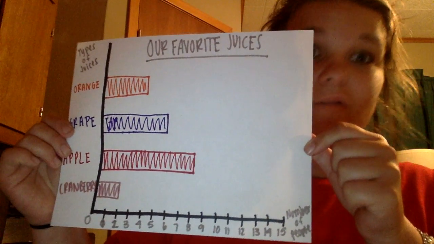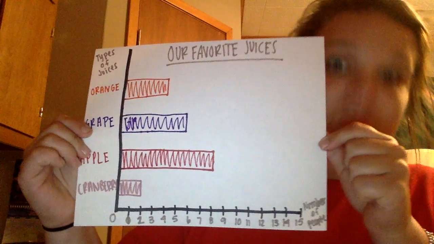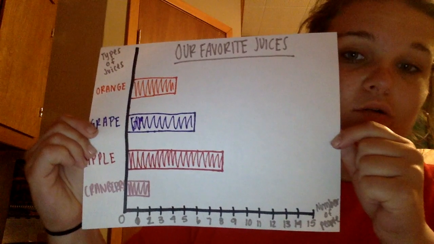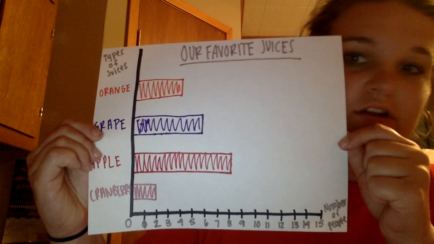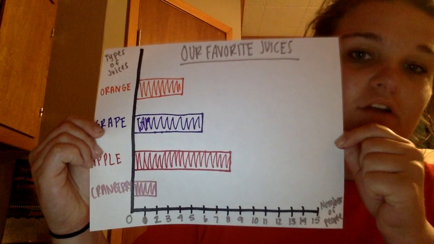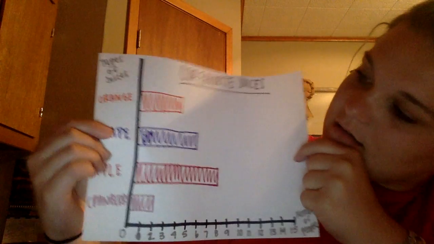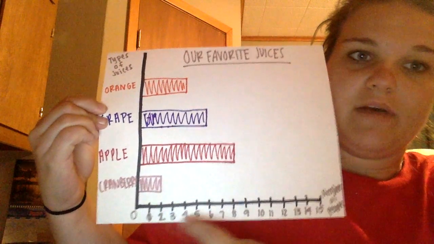Let's look at another example. Wow, yeah, it does look different. How is it different? The bars are going a different way. Good, that's right. The bars are going horizontally now instead of vertically. This is because we switched where the information is on the graph. The types of juice are now on the vertical axis, and the frequency is on the bottom axis. So we can see the types of juice are over here now, and the frequency is along the bottom.